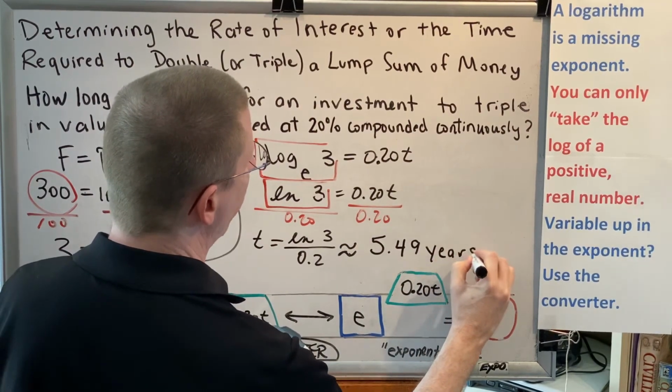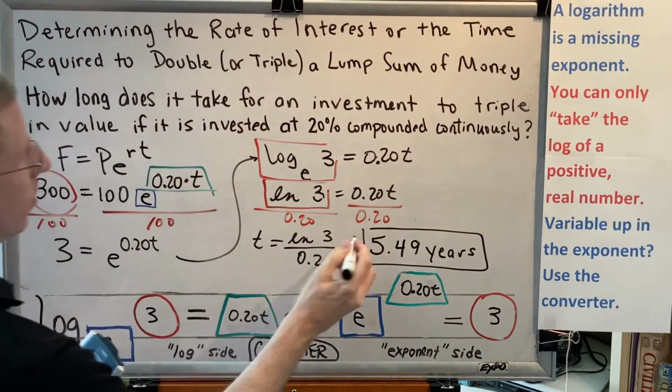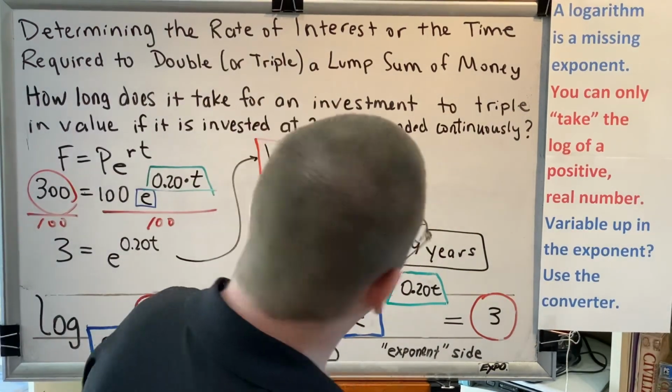The math learning software that you are using is going to tell you exactly how many decimal places you want for this particular problem. And with that, we have determined exactly how long it's going to take in order to triple our investment. So whether that's turning $100 into $300, or whether that's turning $1 million into $3 million, it's still going to take 5.49 years.